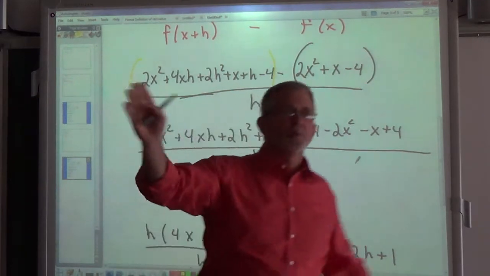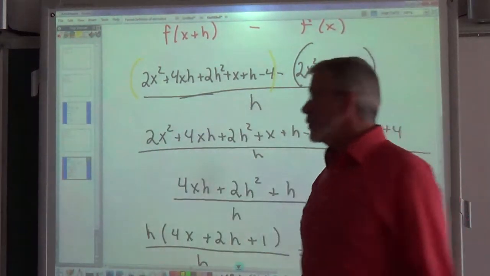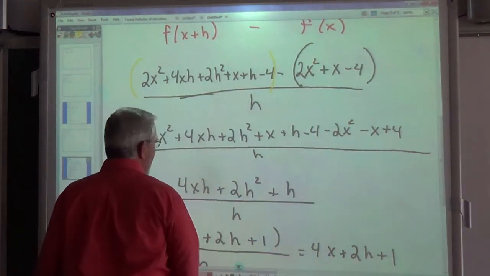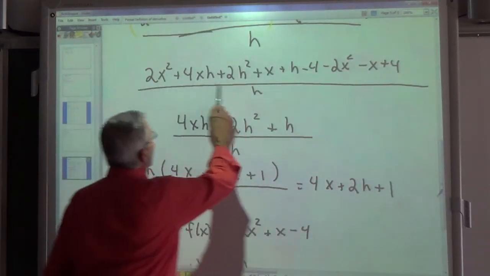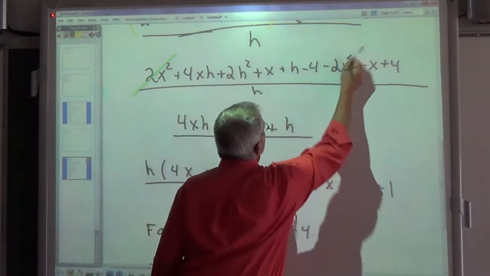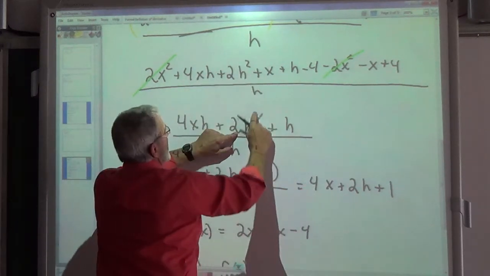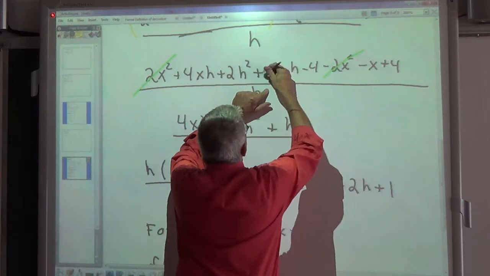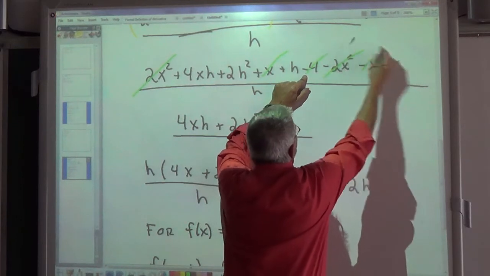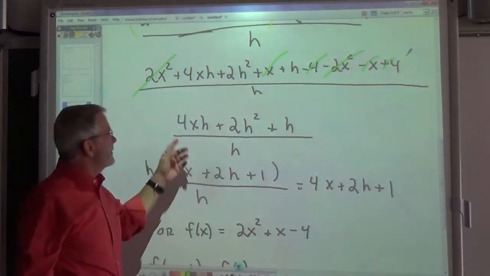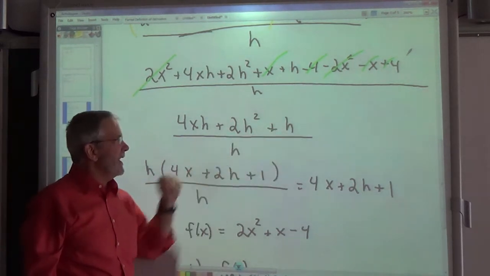And what happens with everything in the numerator? Everything without an h subtracts away. I don't believe it. Let's try it. Let's scoot it up here so you can see a little bit better. Do I have a 2x squared? Do I have a negative? Oh, right there it is. They're gone. 4xh and 2h squared don't subtract away. The x, is there a negative x? Oh, there is a negative x right there. They're gone. The h drops down. Is there a positive 4? Oh, there is a positive 4. Negative 4, positive 4. So what do I have left on top? 4xh plus 2h squared plus h, divided by h.